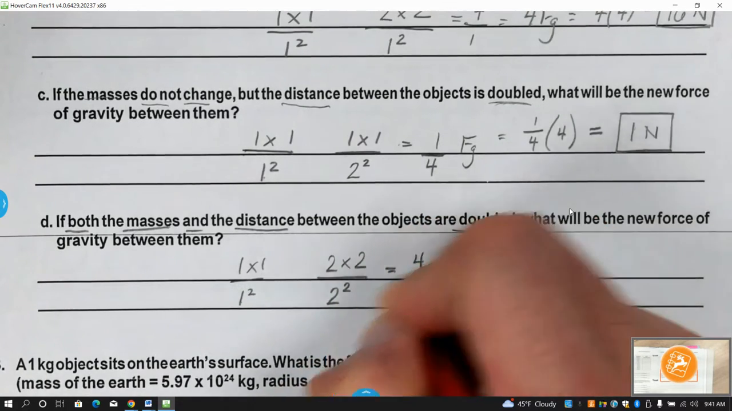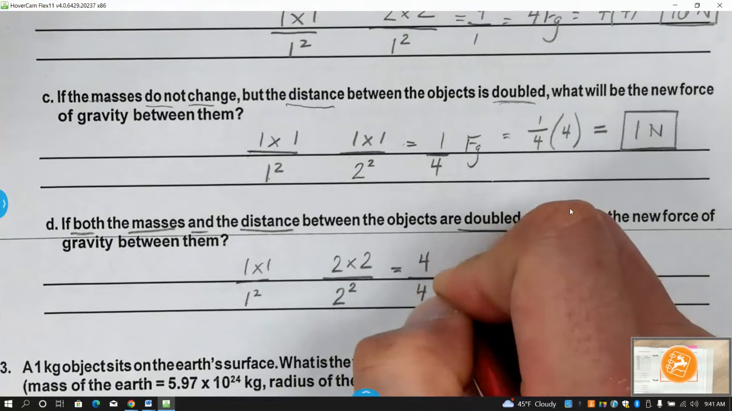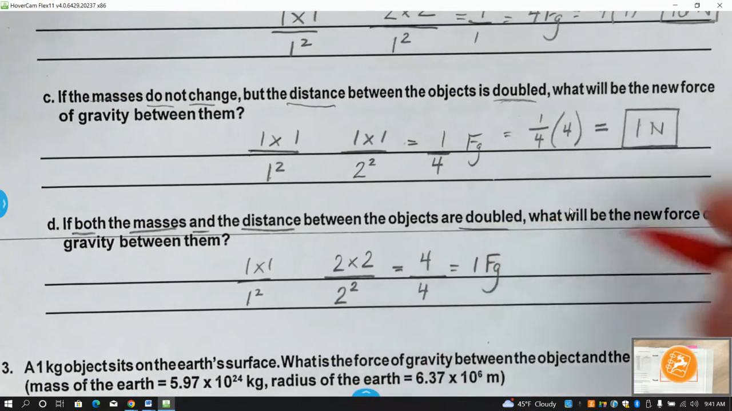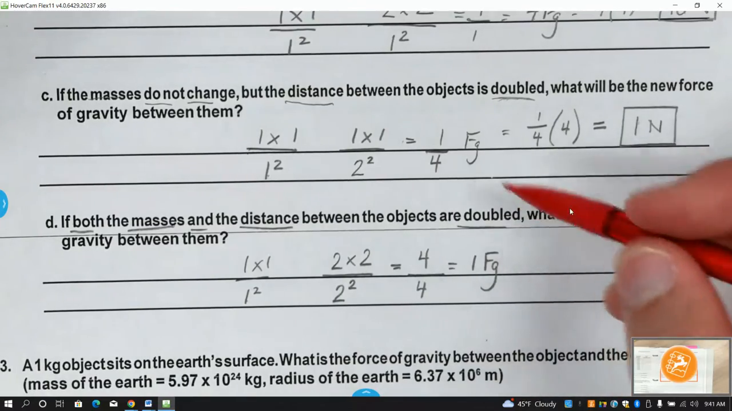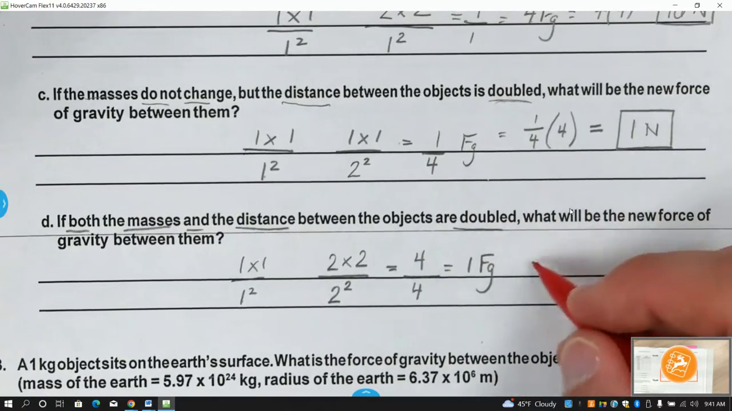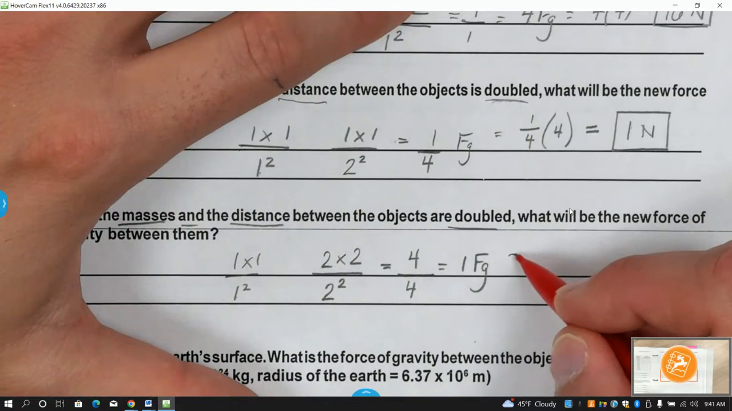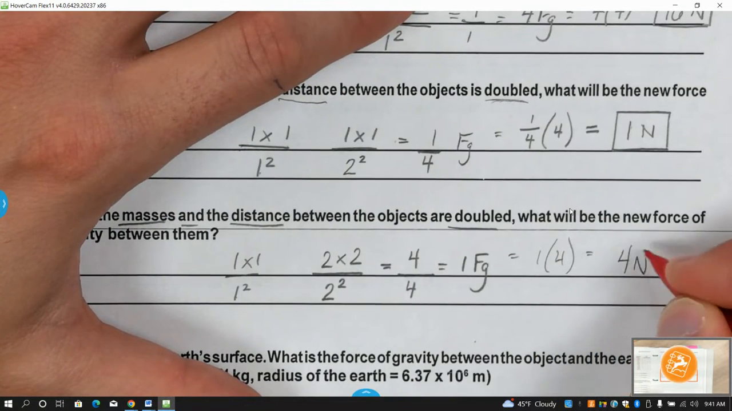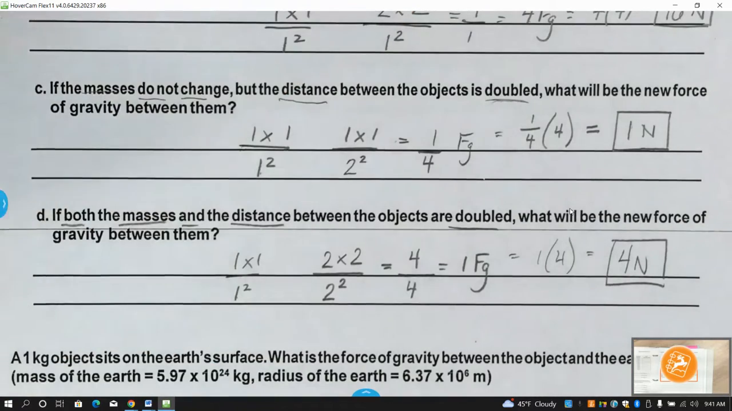2 times 2 is 4. 2 squared is 4. So 4 divided by 4 is just 1. So it's 1 times the normal force, or 1 times the original force. The original force was 4. It's just 4 newtons.